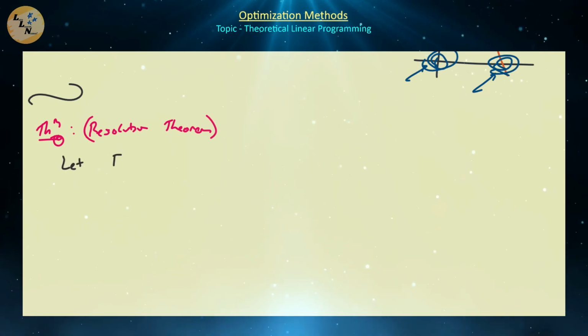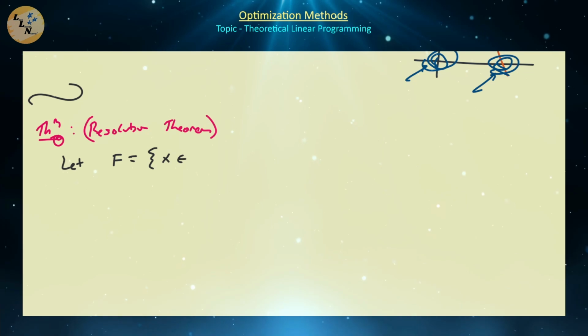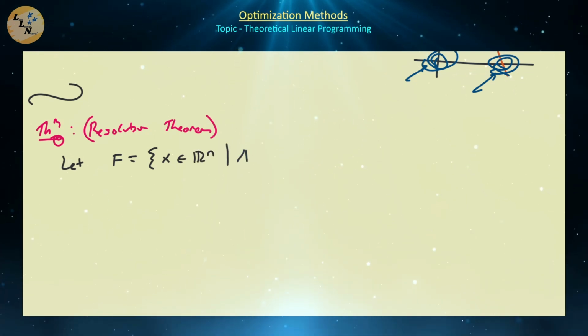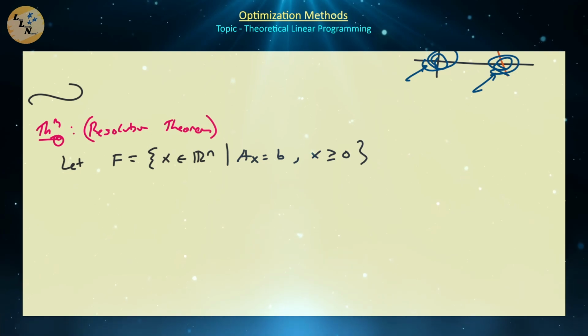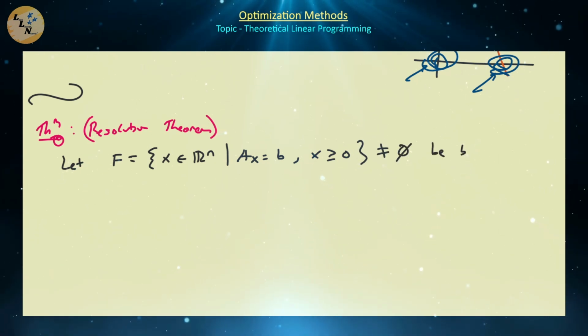So let us assume F is the feasible region, and again it's characterized by x belongs to Rm such that Ax is equal to b, x is greater than or equal to 0, and let's assume it's non-empty, and let's assume that this is a bounded set, right? So the feasible solution is bounded, so you can't have an unbounded set.